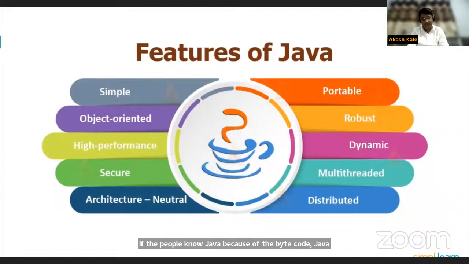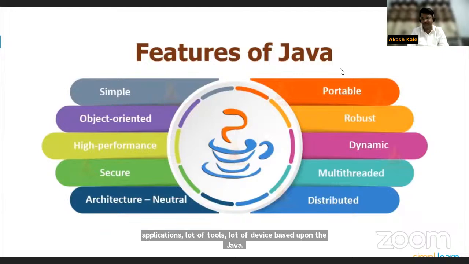Architecture neutral, so platform independent. Portable means write once, run anywhere. Even if you move from 32 bits to 64 bits or any other OS architecture, no problem. Dynamic, multi-threading, distributed. There are a lot of features supported by Java, which was introduced in 1990, but still in the industry a lot of applications, tools, and devices are based on Java. These are a few features of Java.